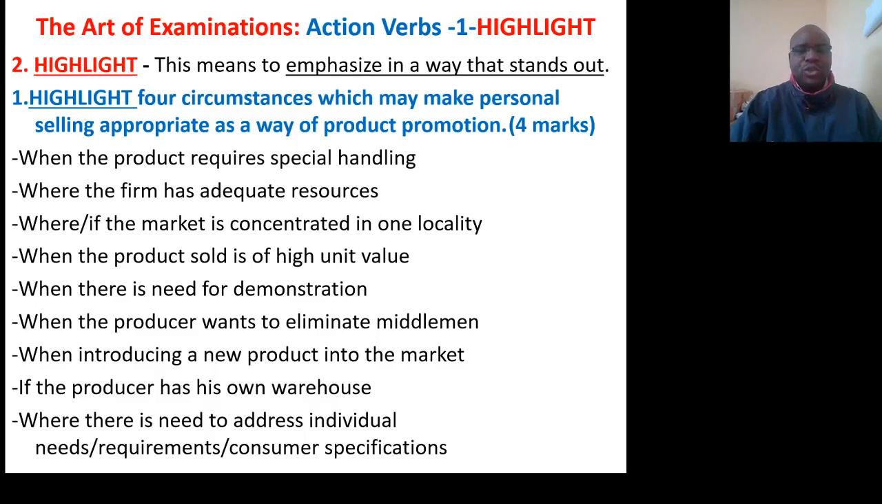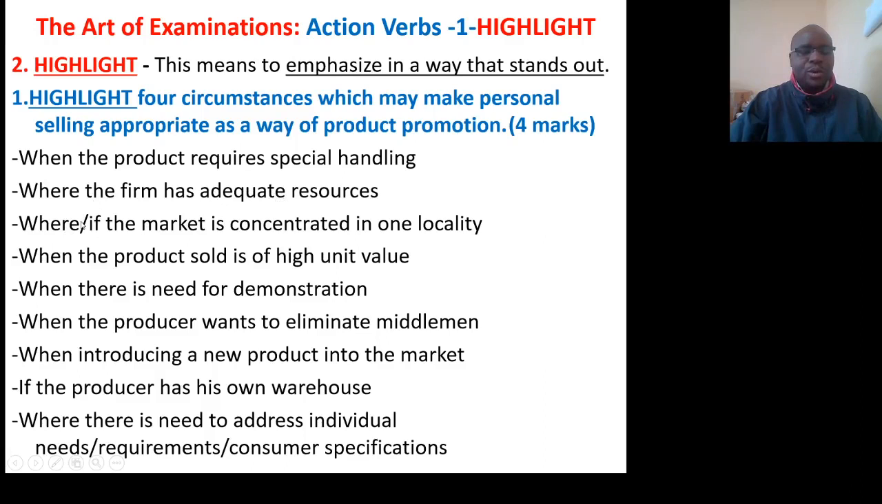Action verb 2. Highlight. This means to emphasize in a way that stands out. Question number 1. Highlight 4 circumstances which may make personal selling appropriate as a way of product promotion. 1. When the product requires special handling. 2. Where the firm has adequate resources.